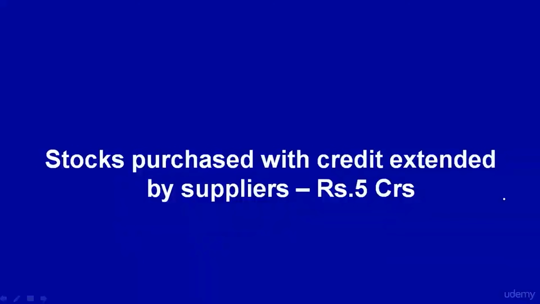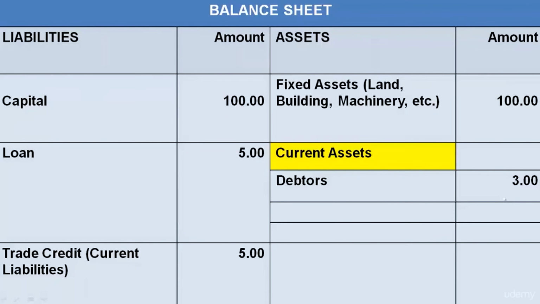And one more transaction, stocks purchased with credit extended by the suppliers, 5 crore. So just now you have taken credit from suppliers for 5 crores, and with that 5 crore you are purchasing stocks. Purchasing stocks is an expense, but if you are going to have that stock unutilized, it is an asset. It is an asset, so it will appear, I repeat, in the asset side of the balance sheet. Here the stock is going to be 5 crore.